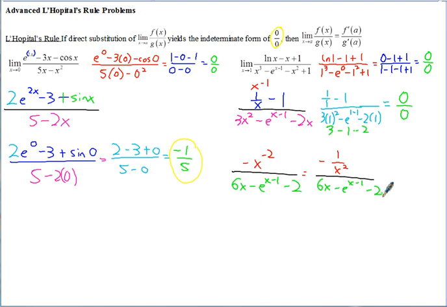So again, let's substitute what x is approaching, in this case 1. That'll give you negative 1 over 1 squared over 6 times 1 minus e to the 0, we've substituted 1 there, minus 2. So you get negative 1 on the numerator over, that's 6 minus e to the 0 is 1, minus 2 gives you 3 on the denominator. So we end up with negative 1/3. So you may have to apply L'Hopital's rule more than once to stop getting the indeterminate form of 0 over 0. Eventually you won't get there.